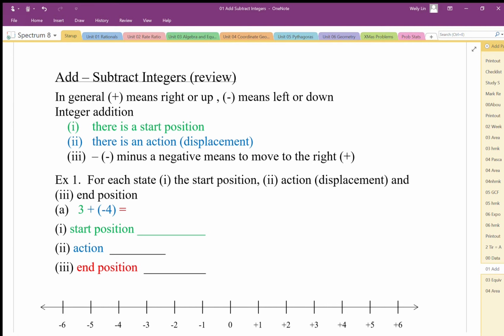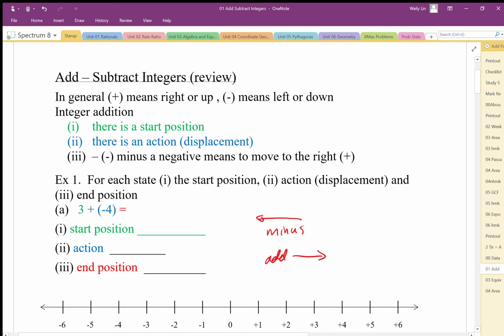When we talk about integers, we're talking about positive and negative. That means position. We want to differentiate that from add and subtract. Add means to go to the right. Subtract means to go left. So on the number line, add means I'm going this way, and minus or subtract means I'm going this way.